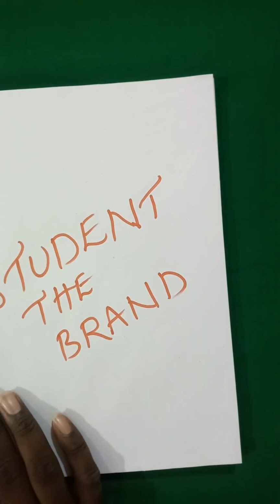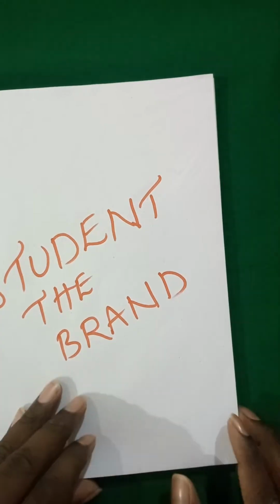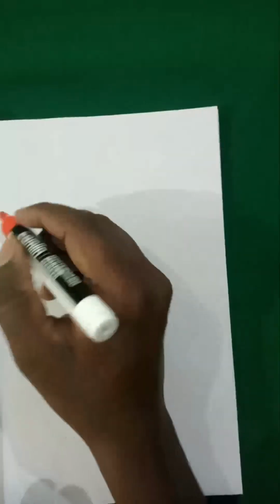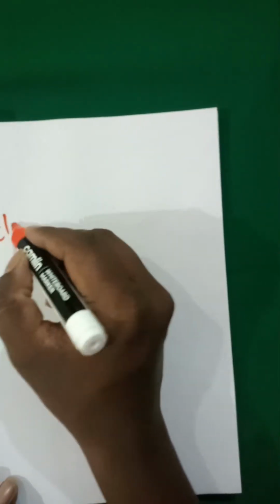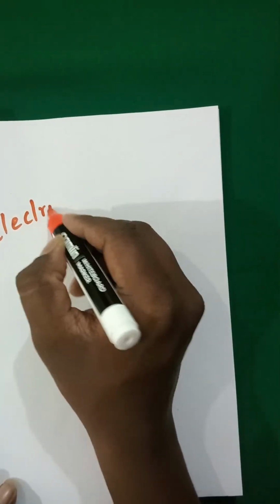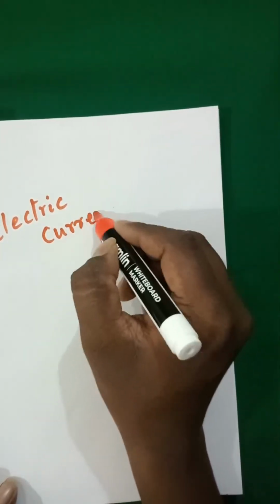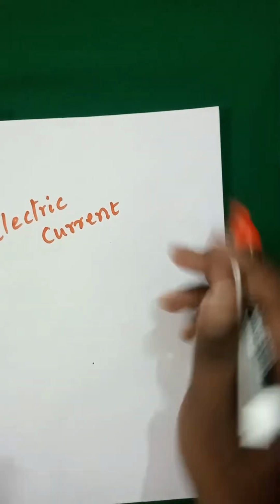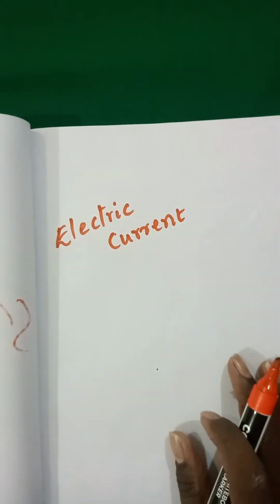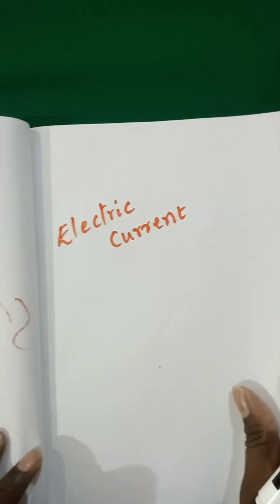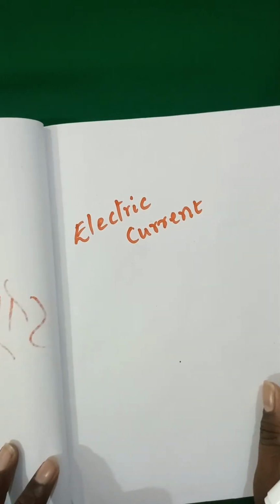So I'll explain each and every detail of electric current. You can see I equals electric current. So what is electric current? The rate of flow of charge. Electric current is nothing but the rate of flow of charge.